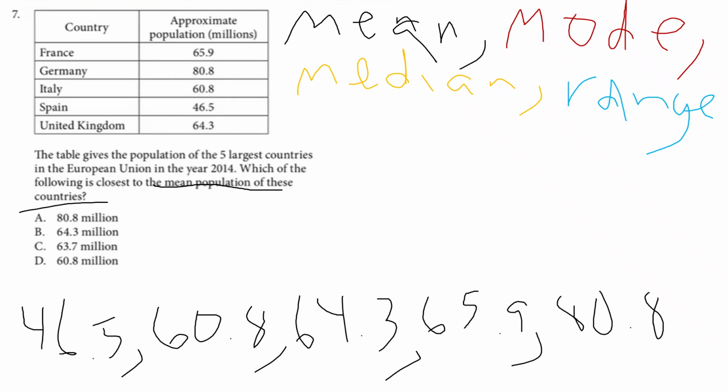So again, 60.5 appears once, 80.8 appears once, 60.8 appears once, 46.5 appears once, and 64.3 appears once. So there's no modes here. So the mode would be 0. So mode is 0 because no number appears more than once. Mode equals 0. So now I'm going to go ahead and delete this.